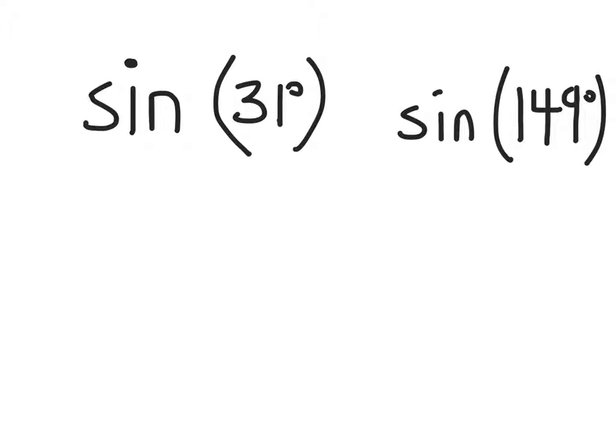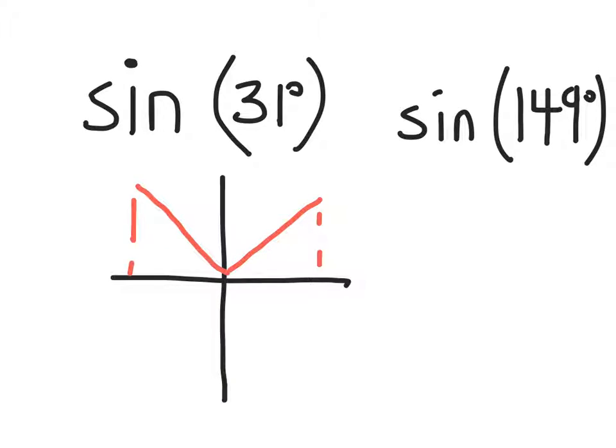The best thing to do would be to draw both of these rotations. The 31-degree angle is in the first quadrant between 0 and 90 degrees, and the 149-degree angle is in the second quadrant between 90 and 180 degrees. The next important step is to find the reference angles for the triangles.